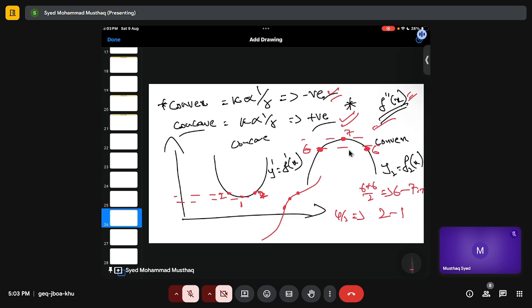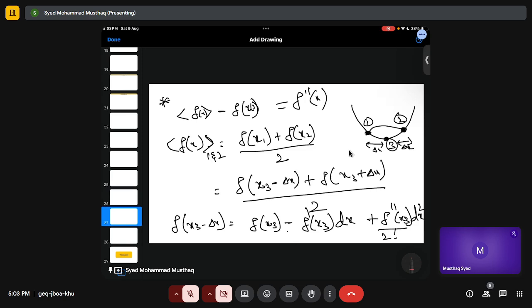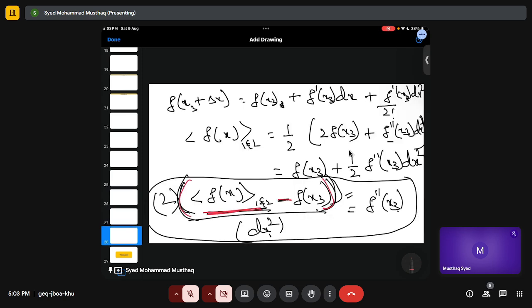So that's how you come here, right? So that's why sir has taken for convex this will become positive, and for concave this will become negative. That's why the vacancies of convex are less, the concentration of convex is less when compared to concave. So this one curvature term will define this whole situation. That's why I have stressed why you need to understand this curvature function.